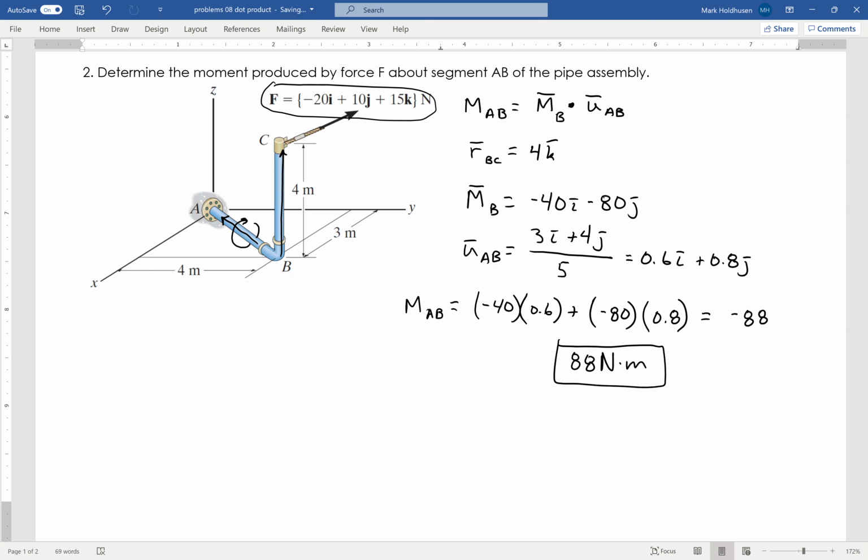So in order to find how much of a vector is in a specific direction, I just take that vector and I dot it with a unit vector in the direction of interest.